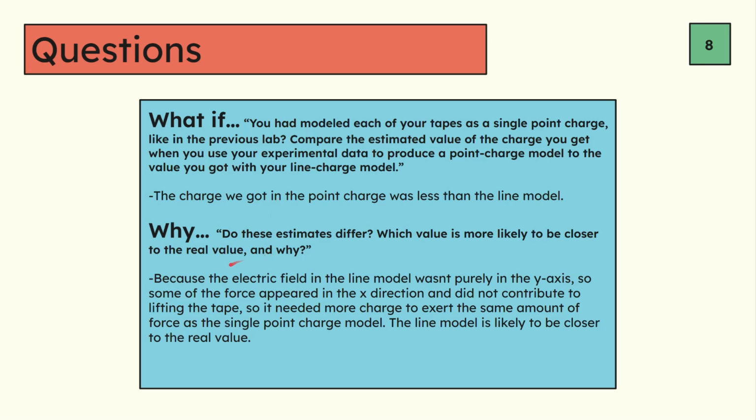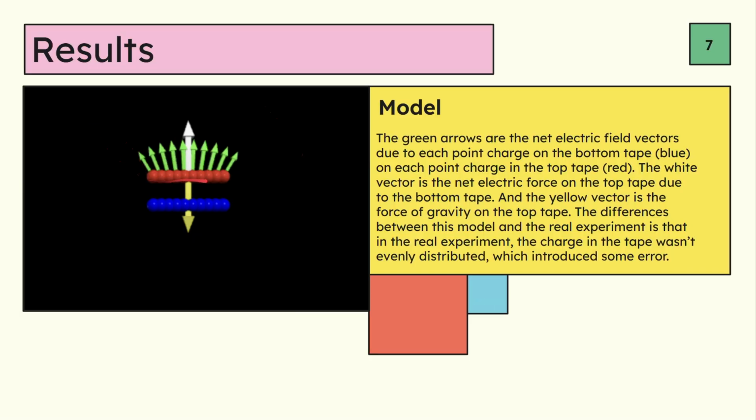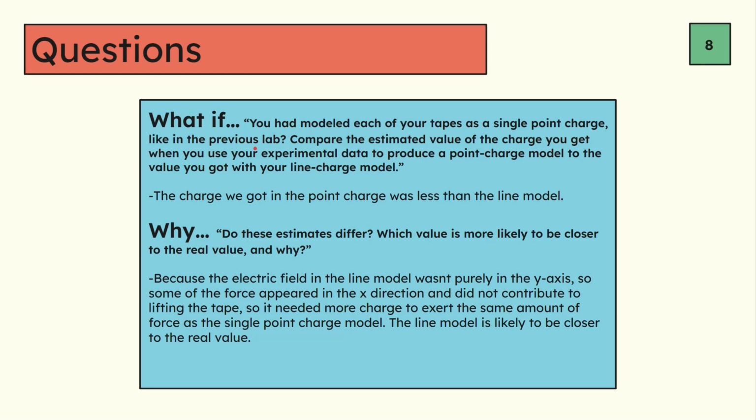Why? Because the electric field in the line model wasn't purely in the y-axis. As you can see here, there's some going off in the x-axis direction, which did not contribute to lifting the tape. So it needed more charge to exert the same amount of force as a single point charge model. This line model is closer to the real value.